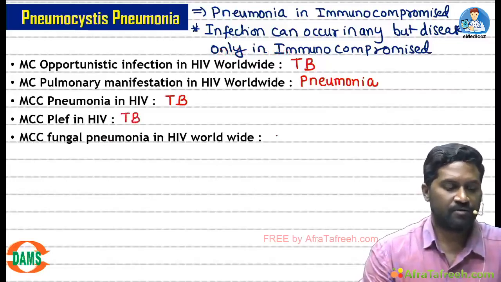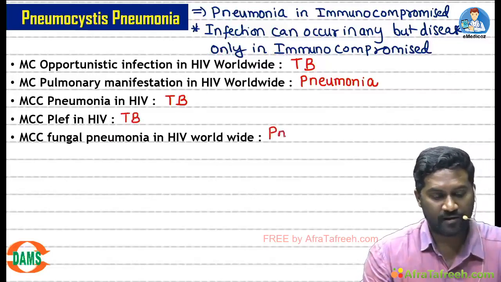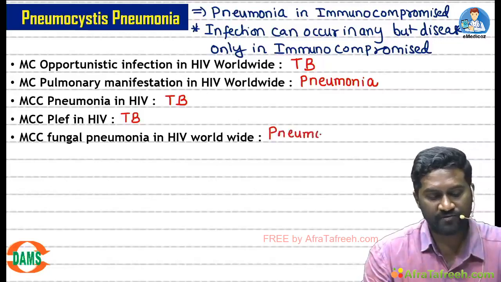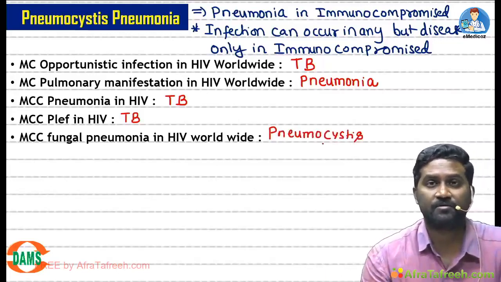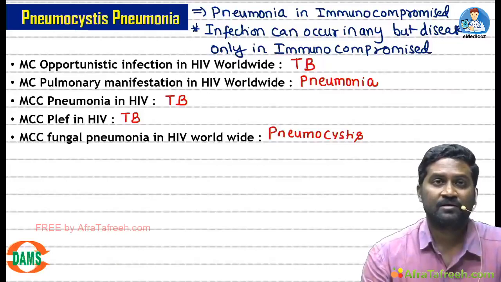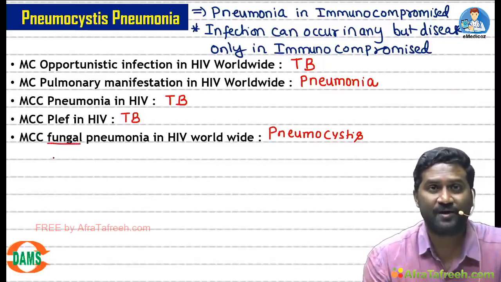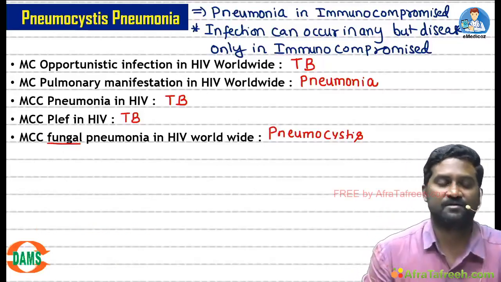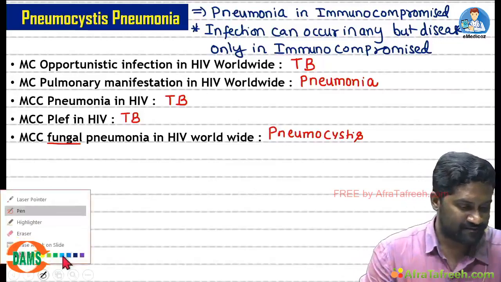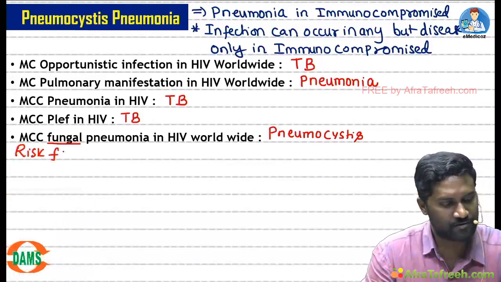Most common cause of fungal pneumonia in HIV worldwide. Don't forget, right now pneumocystis is a fungus. Yesterday it was a protozoan. Tomorrow what it will be? Only God knows. Till then, if they ask in the question for fungal pneumonia, then your answer should be pneumocystis. Write down the risk factors responsible for development of pneumocystis pneumonia.